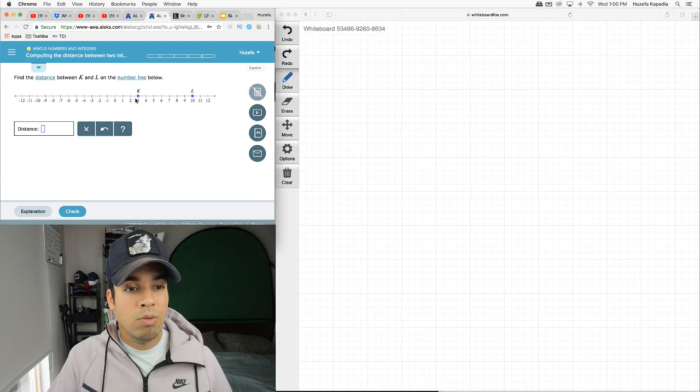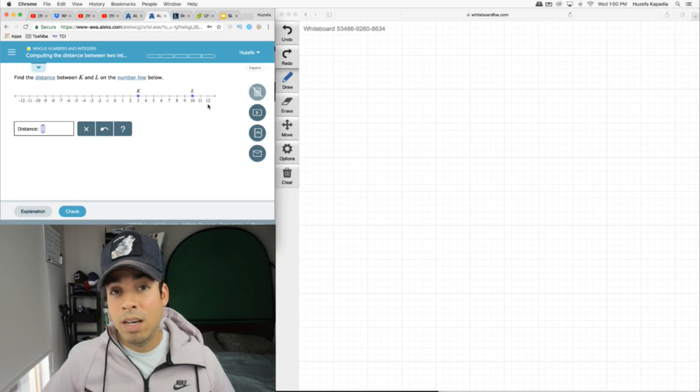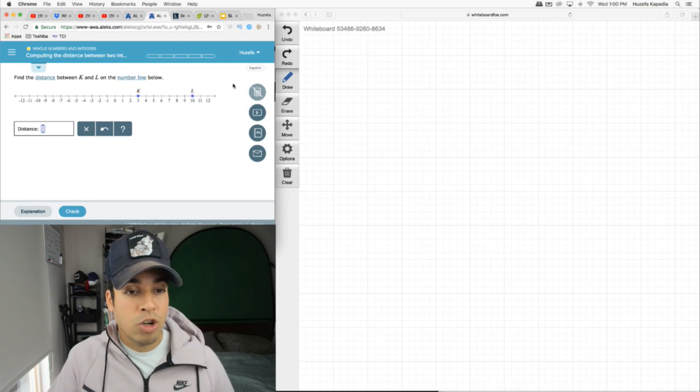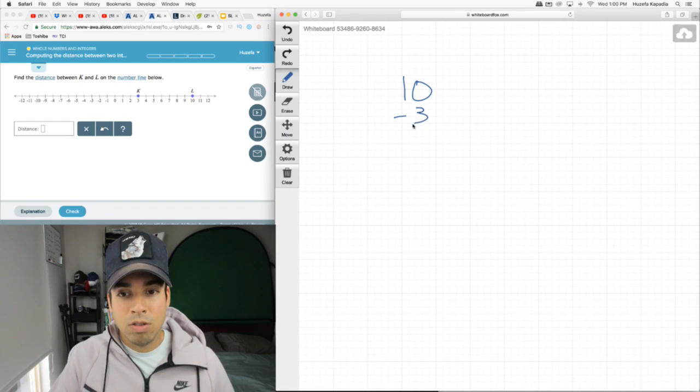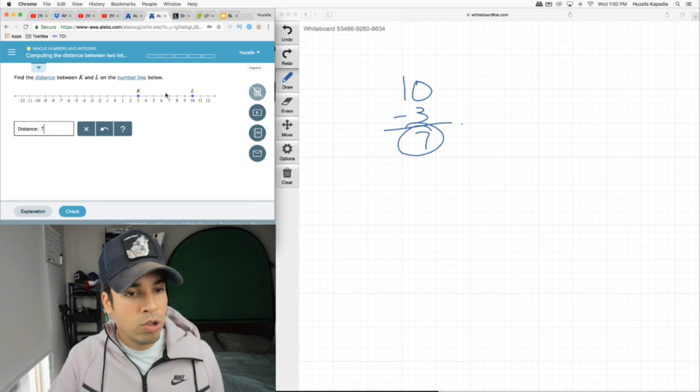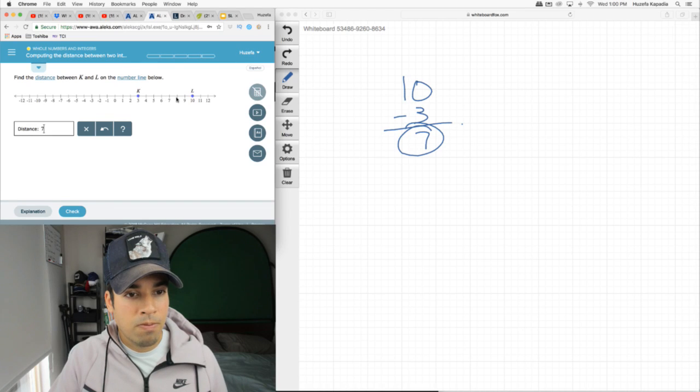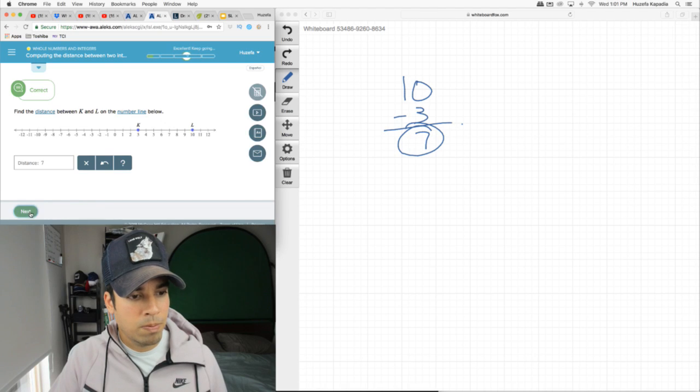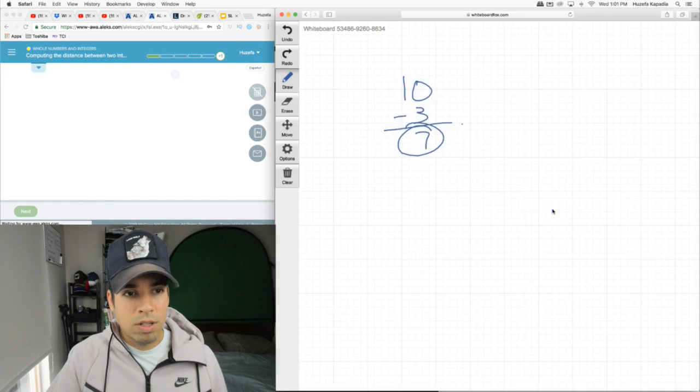So we could do it the other way, 3 minus 10, but we'd have to take the absolute value. So instead, to make life easy, subtract the smaller from the larger. So we do 10 minus 3, which of course is 7. If you also want to count it out, you can see it's 1, 2, 3, 4, 5, 6, 7. So there's 2 ways to approach this problem. Let's do the next one.